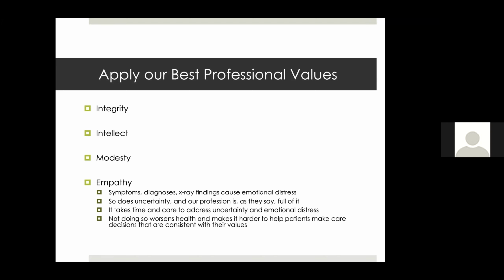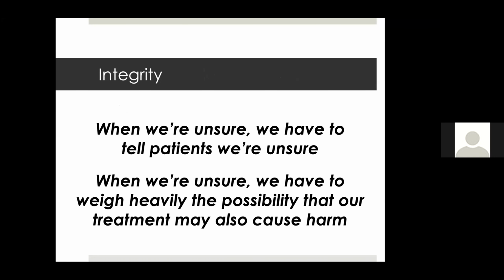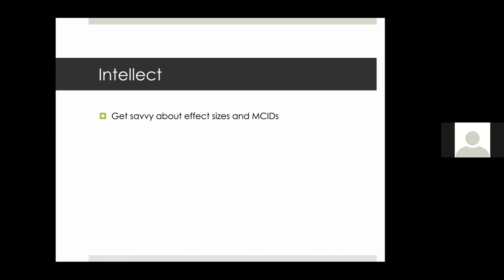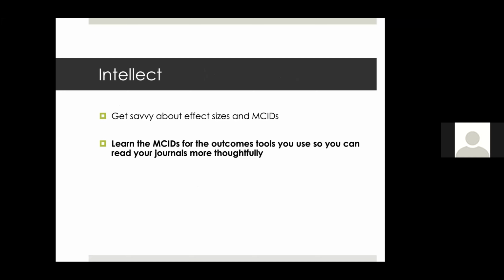So very briefly, a line on each. Integrity: when we're unsure, we have to say that we're unsure. And when we're unsure, we have to weigh heavily the possibility that our treatment may cause harm as well as help. Intellect: we need to get savvy about effect sizes rather than focusing on p-values. The minimum clinically important difference is a good tool. It's not the only tool to look at the effect size of a treatment.